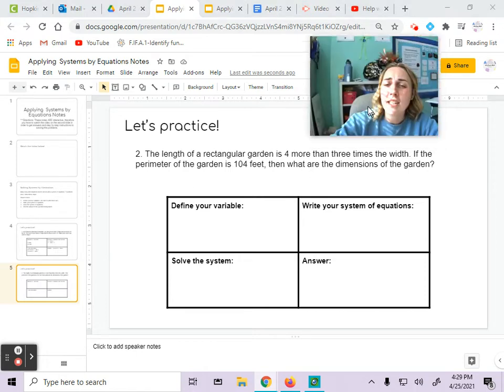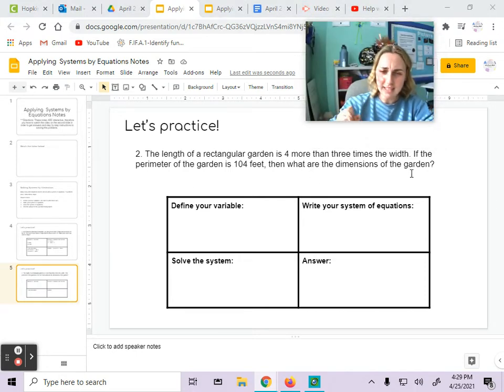All right, my very last problem right here. So again, we need to define our variable first, then we can write down our equations, solve our equations, and then we can actually answer the first question itself.